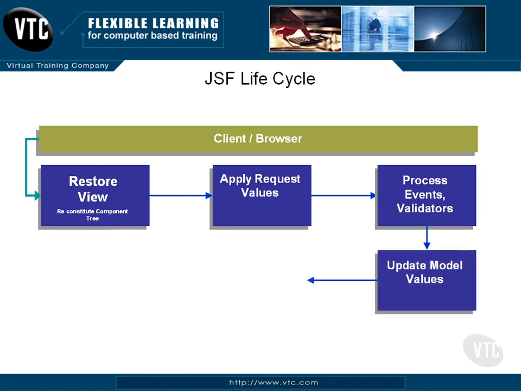Update Model Values phase. After all validations are complete, the business objects that make up the application are updated with the validated data from the request. In addition, if any of the data needs to be converted to a different format to update the model, for example, converting a string to a date object, the conversion occurs in this phase. Conversion is needed when the data type of a property is not a string or a Java primitive.